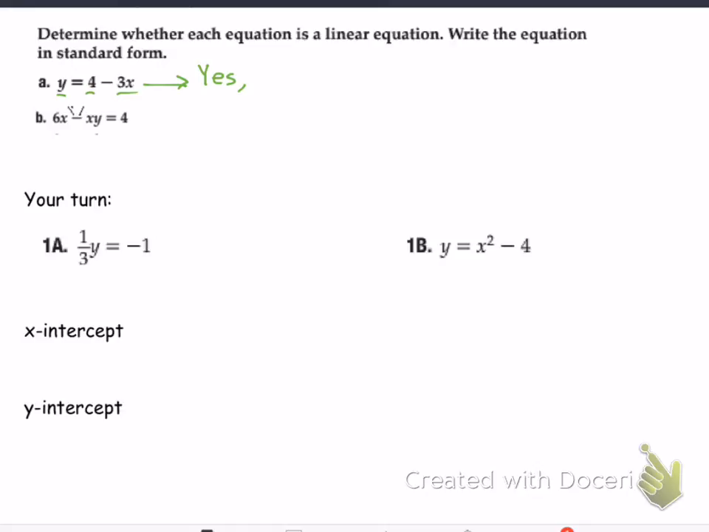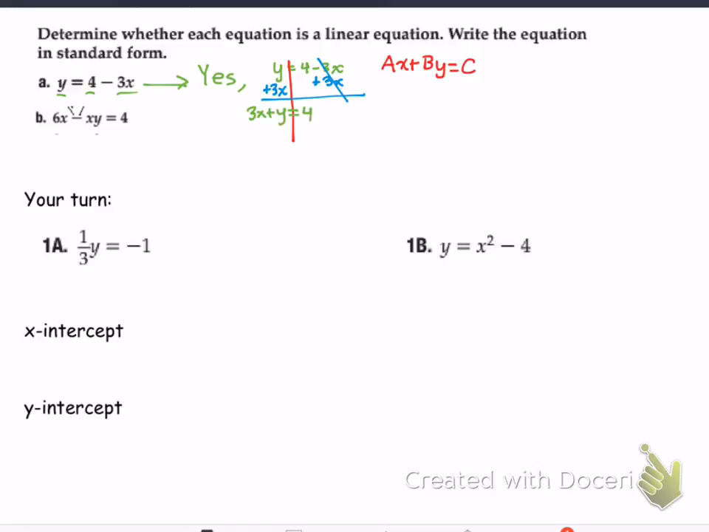Now it says to write it in standard form. So I'm going to rewrite my equation here. Now, y is equal to 4 minus 3x. What my goal is, I want it to look like where my x and my y are both on the same side, and then I just have a random number by itself. So right now, if you look at this line here, my x and my y are on different sides. So I'm going to move this x to the other side, cancel it here on the right side, and then on the left, I end up with 3x plus y is equal to 4.